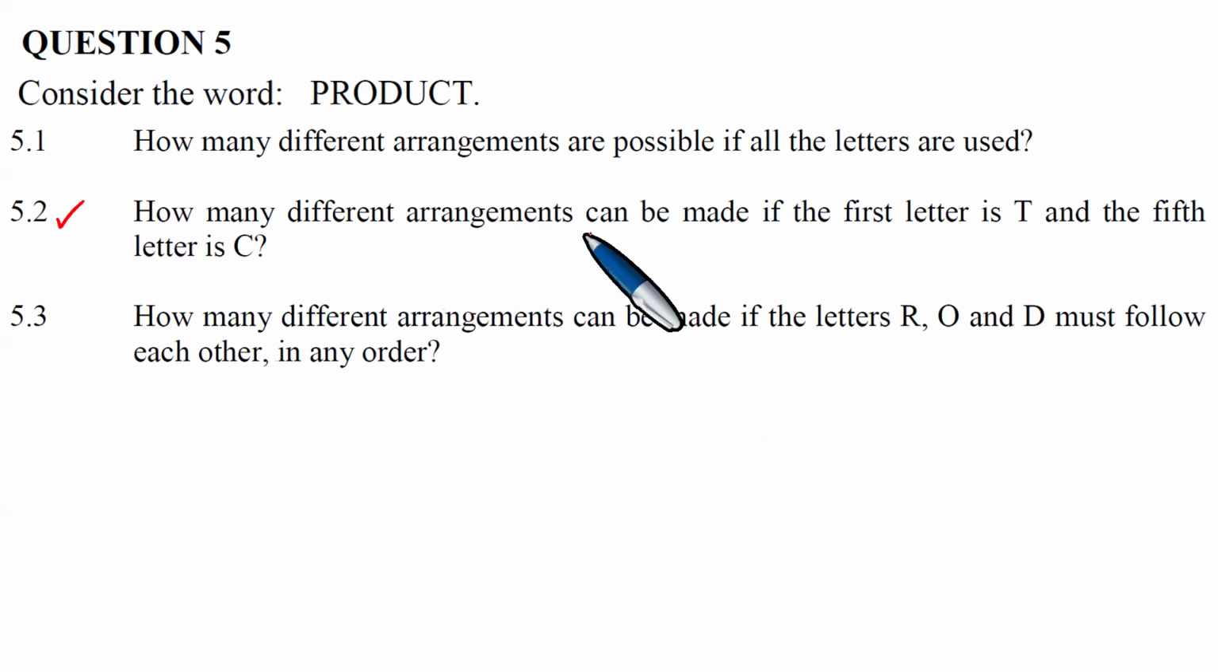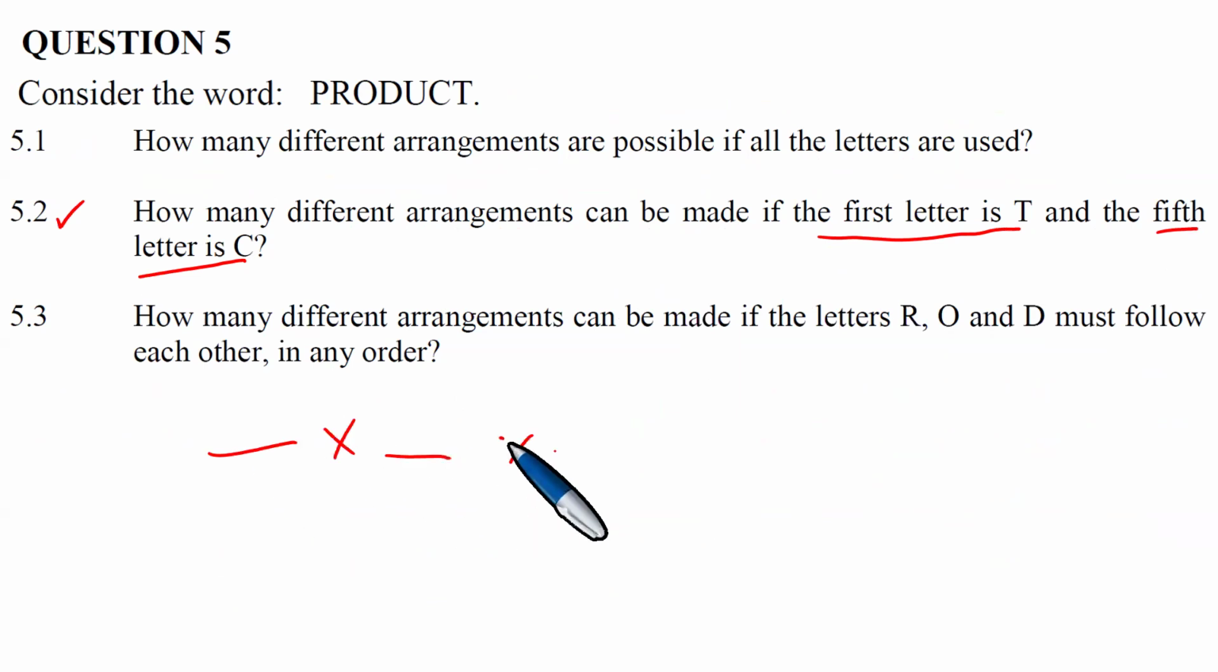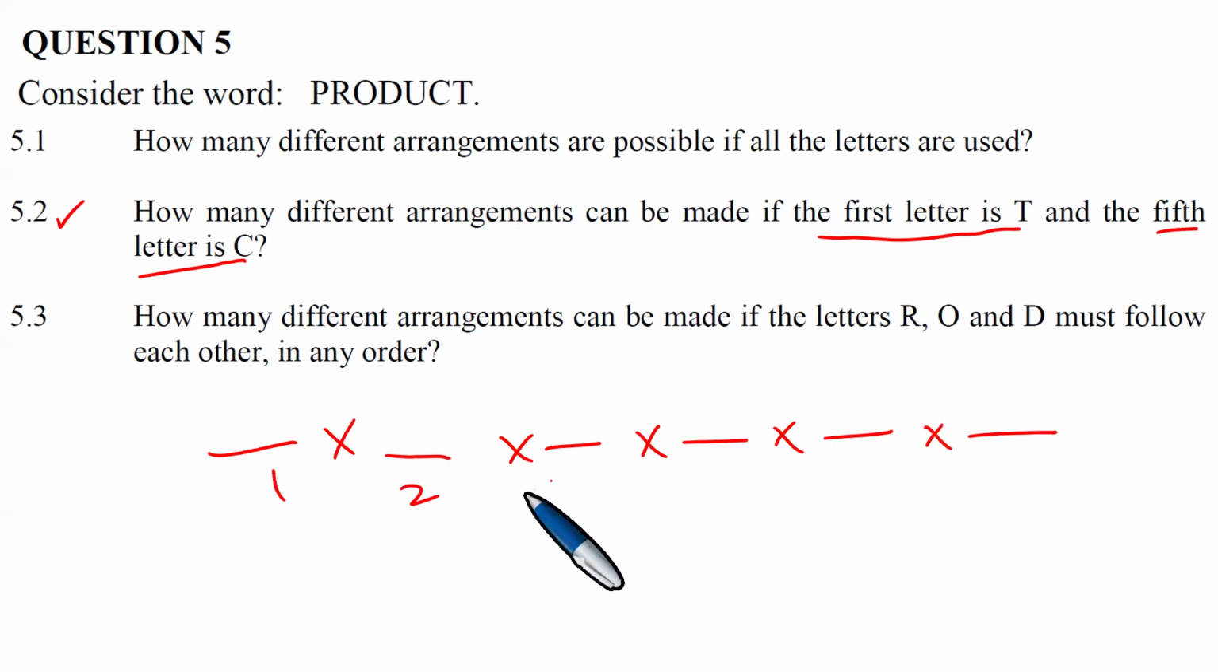5.2, how many different arrangements can be made if the first letter is T and the 5th letter is C? So the examiner is now cunning, but very smart. He's saying, hang on, I want to give you some rules of the game. Letter 1, 2, 3, 4, 5, 6, 7. Right, so now what do we have here?